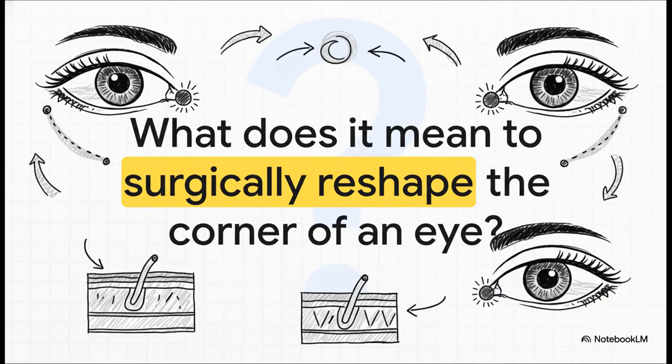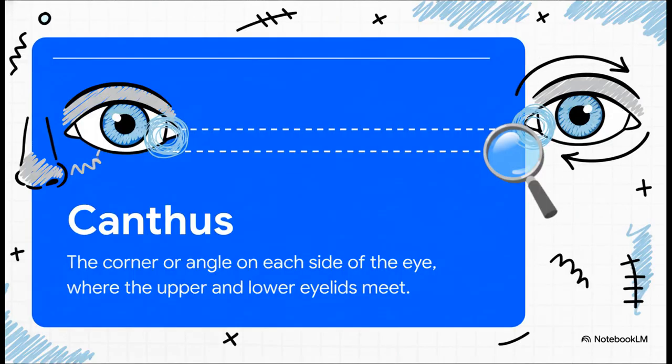To get what these surgeries do, you first have to understand a tiny but super important piece of your eye's anatomy. Everything, and I mean everything, revolves around a structure called the canthus. It's just the technical term for the corner of your eye where the upper and lower eyelids come together. You've got one on the inside near your nose, that's the medial canthus, and one on the outside, the lateral canthus. The best way to think of them, they're like the anchor points for your eyelids. They really dictate the overall shape, width, and even the tilt of your eyes.